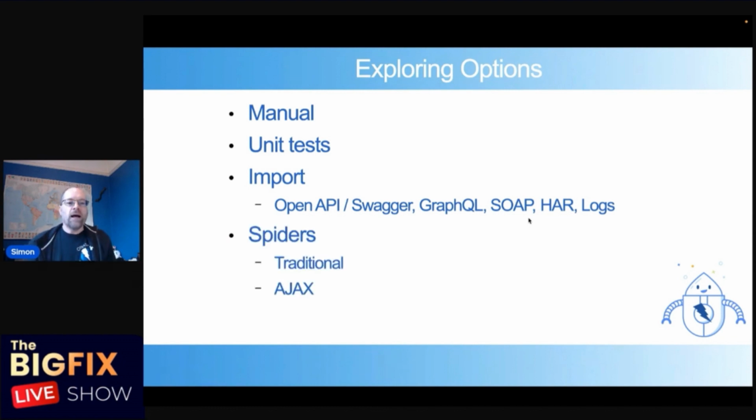So ZAP supports OpenAPI, Swagger, GraphQL, SOAP, but you can also import requests in HAR format and from log files as well. But we also have spiders. So if you haven't got unit tests or API definitions, or if you have and you know they aren't complete, then what you probably have to rely on is the spiders.